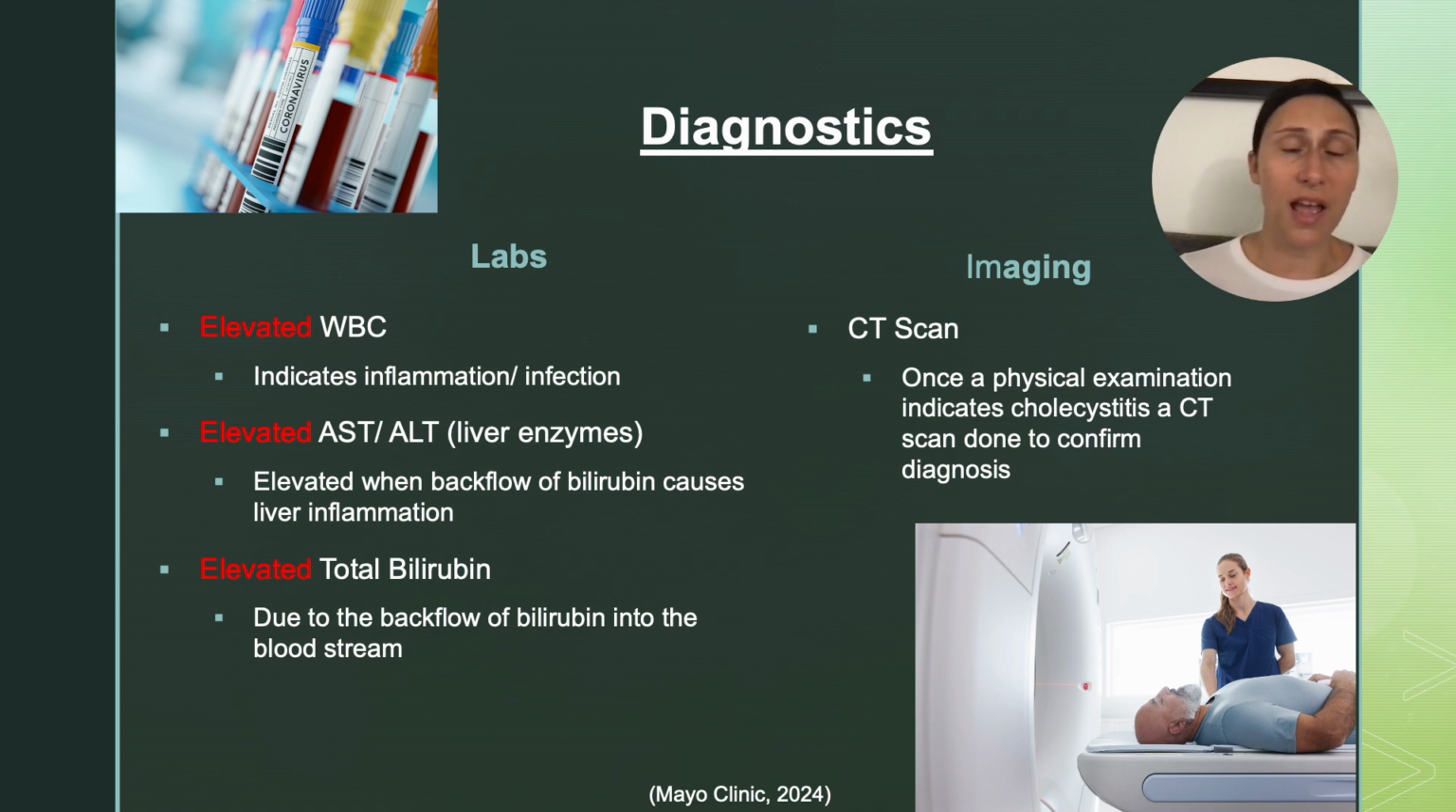And then also you're going to have an elevated total bilirubin due to the same reason. The cystic duct is blocked typically by a gallstone. The backflow of bilirubin goes into the bloodstream and elevates the total bilirubin lab.